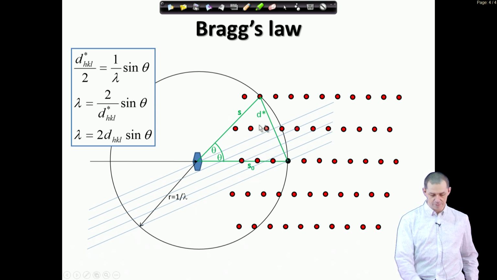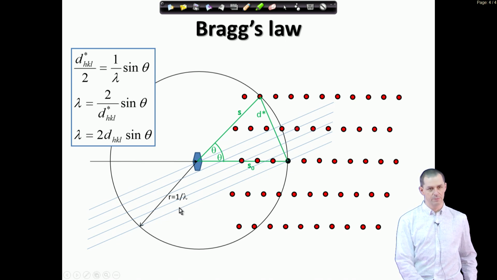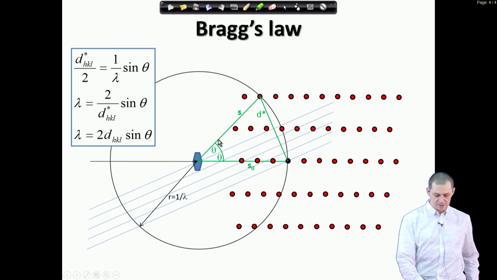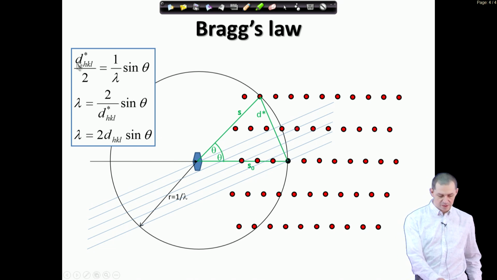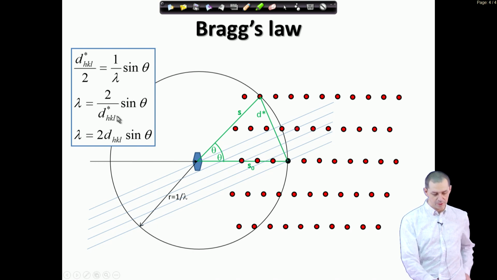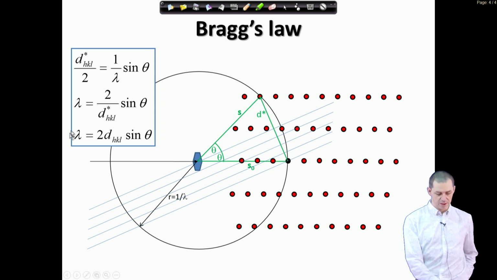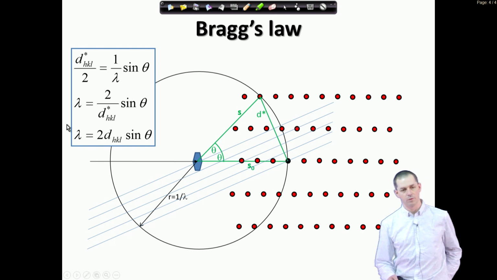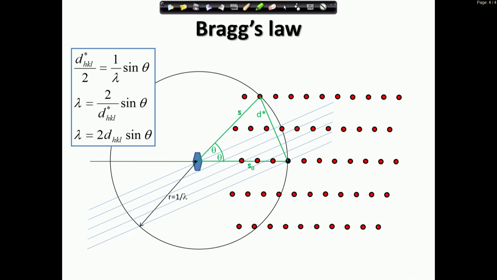So d star half equals length of S, which is 1 over lambda by the construction of Ewald sphere, times sine of theta. And now you can rearrange this relationship, putting 2 to the right and d star to the left and lambda to the right. You get this relationship, and because d star is just the reciprocal of the lattice spacing, you replace d star with d, and you obtain the familiar form of Bragg's law. So Bragg's law follows directly and immediately from the Ewald construction.